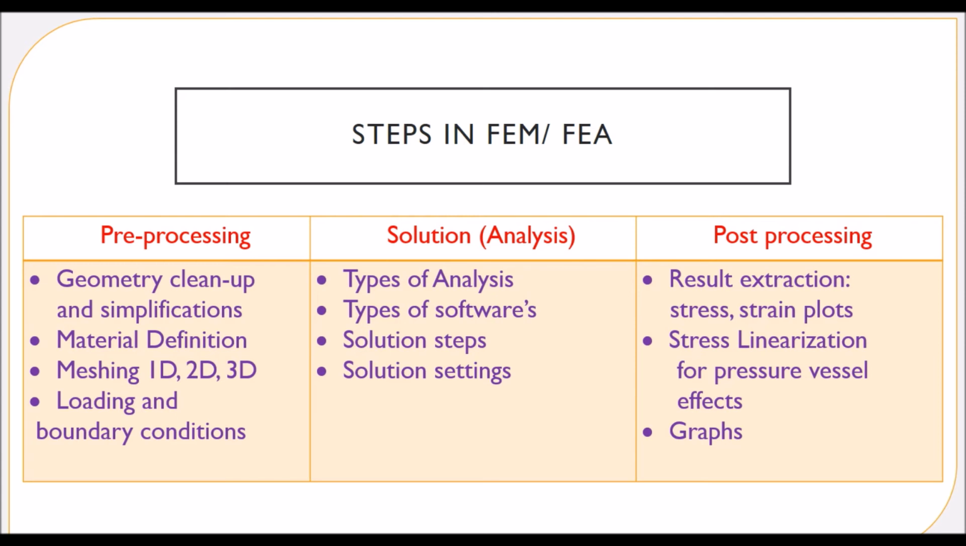Coming to pre-processing, the steps involved are geometry creation or cleanup and simplification. The first step is creating or designing the geometry. Next is material definition, that is, you need to assign the material to the component, and then give the meshing. Meshing can be given in the form of 1 dimension, 2 dimension or 3 dimension. And last, we need to apply loading and boundary conditions to the component.